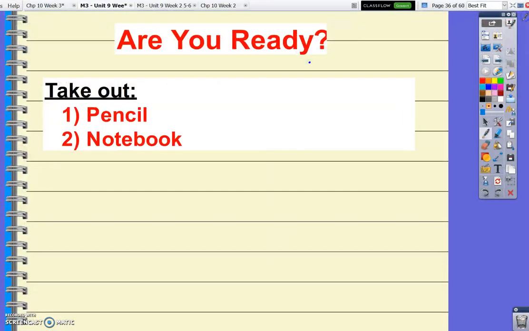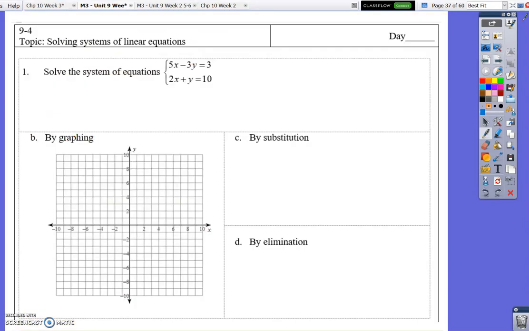So let's get started with our warm-up. So our warm-up is this one. We're going to be practicing solving systems of equations with the three methods we currently know. The first one being graphing, then substitution, then elimination.